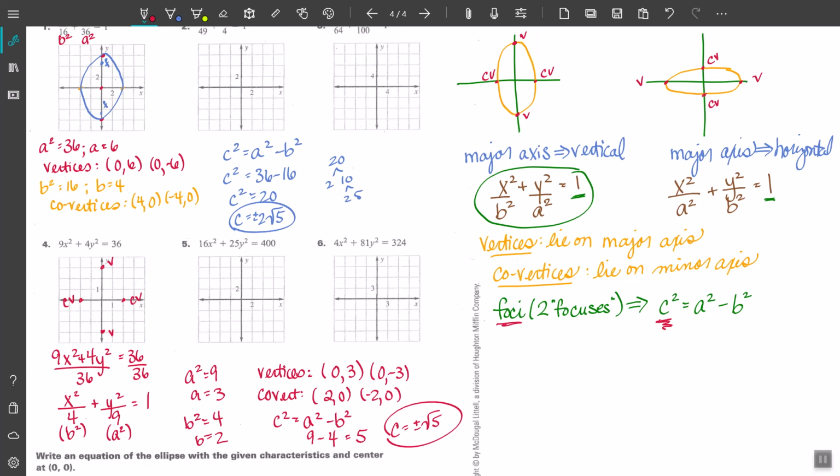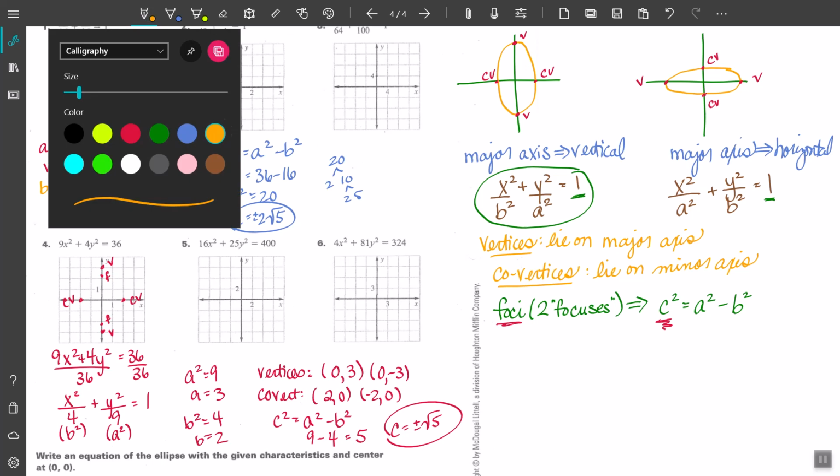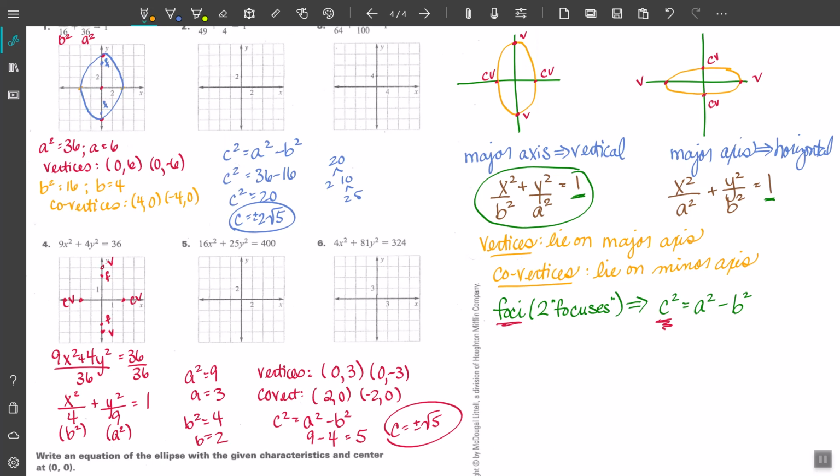If I were to graph those, we would have that at a little bit over 2 on each side. So there's one focus, there's the other one, and remembering that those need to be on the major axis. So this again is a vertical major axis, and then we'll connect our dots together here to give us our ellipse.